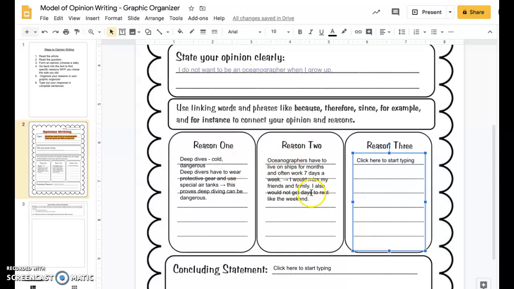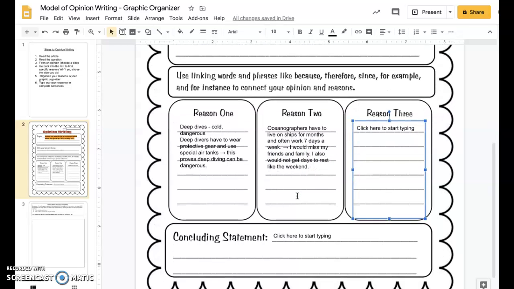You have to have at least two. If you have three, it's really good, but you cannot have just one. You have to have more than one reason. So I have two pretty good reasons. Deep dives are cold and dangerous. Deep divers have to wear protective gear and use special air tanks. This proves deep diving can be dangerous. Oceanographers have to live on ships for months and often work 7 days a week. I would miss my friends and family. I also would not get days to rest like the weekend.